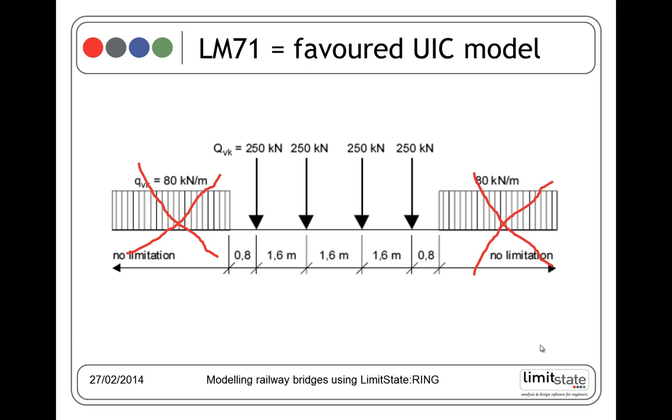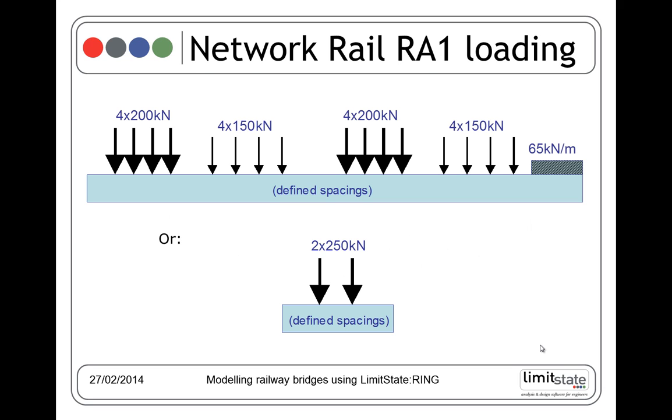Similarly, in particular regions, there are favoured loading models. So, for example, in the UK, there is a slightly strange-looking loading model, which has its roots in the distant past. I think it's a steam engine loading, but it's still used. And so we've got a 200 kilonewton, 150 kilonewton loading pattern, and also a uniformly distributed load, which again, we would ignore. If we have a relatively short span structure, then we also have the opportunity to use a short length version of this model, which is likely to be more critical.